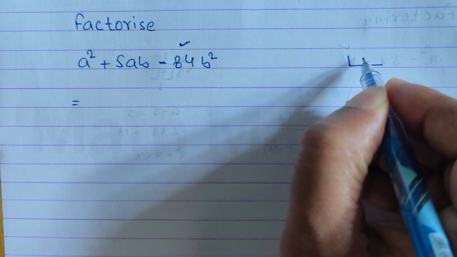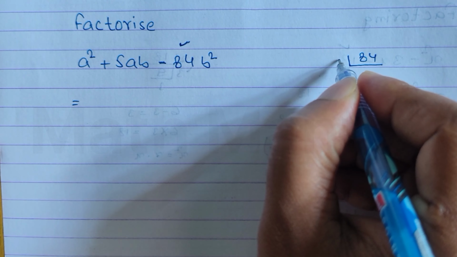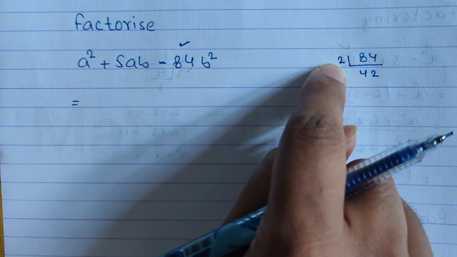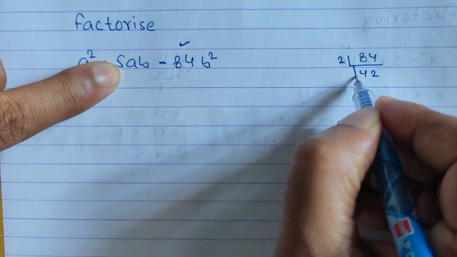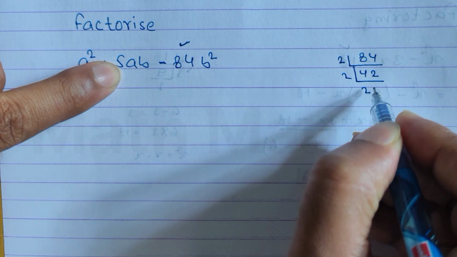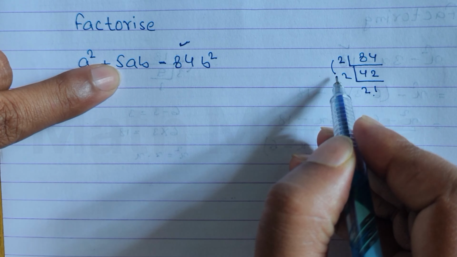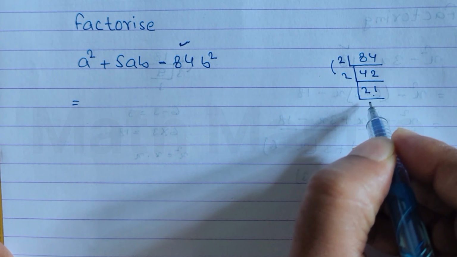So let's write 84 and divide by the smallest number, 2. 2 4s are 8, 2 2s are 4. So 42 minus 2 will not give 5. Then once again, 2 2s are 4, 2 1s are 2. Still, 21 minus 4 is not equal to 5. So again we have to try, but we cannot divide by 2.